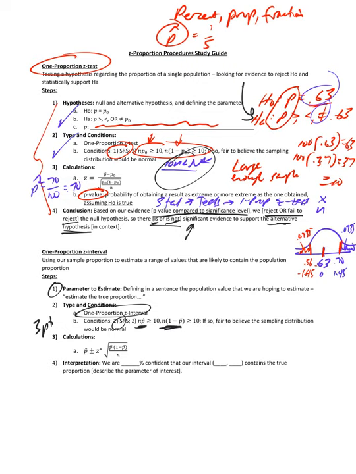So here we would have 100 times 0.7 and 100 times 0.3. So we'd have 70 speeders and 30 non-speeders in our sample, which of course are both greater than or equal to 10. So we could say it's fair to believe the sampling distribution would be normal. Again, this is successes and fails. So in this problem, successes represent speeders and fails represent those who don't speed.